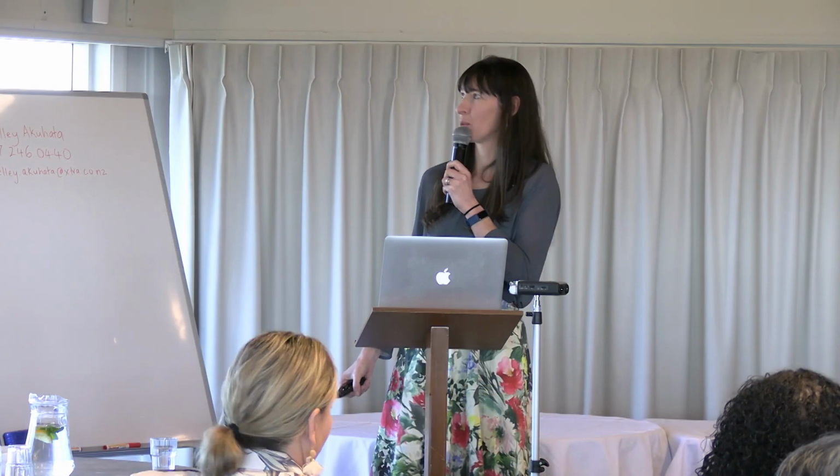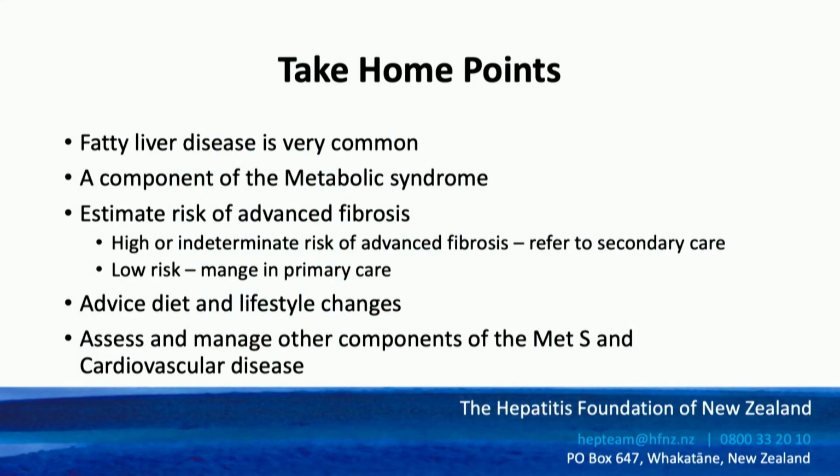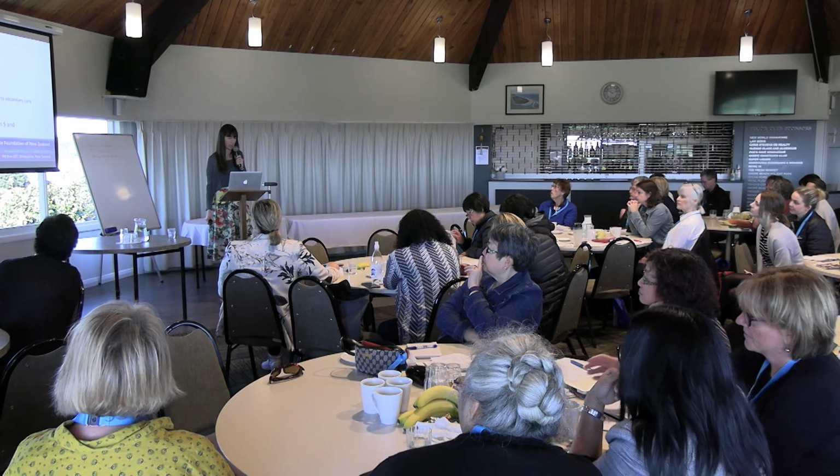So take-home points: fatty liver disease is incredibly common. It's a component of the metabolic syndrome. The key things that I'd like primary care to do is to weed out those that are at high risk of advanced fibrosis or cirrhosis and refer them along to your secondary care clinics. And the rest of it becomes a part of what you're doing anyway with your diabetes and heart disease.